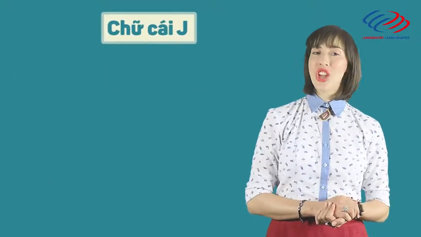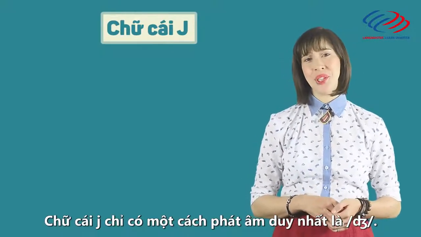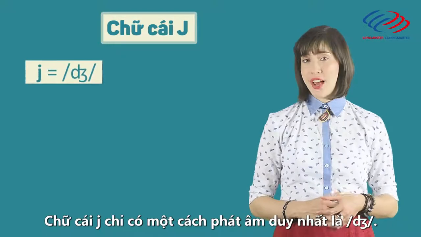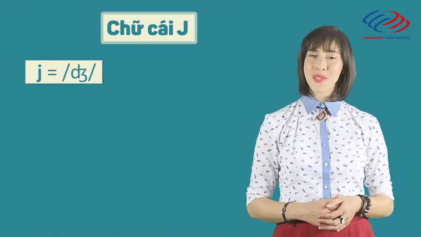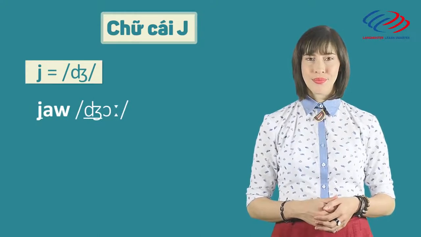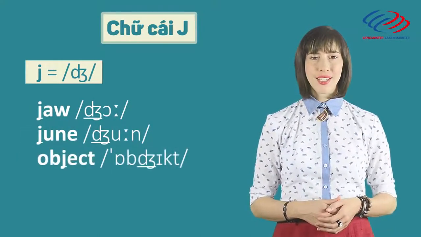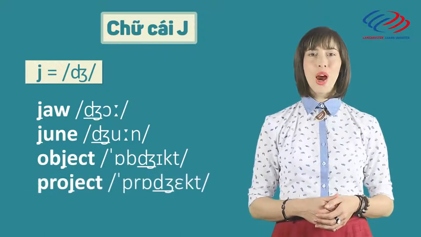The letter J. The letter J has one pronunciation, which is J. For example, jaw, Jew, object, project.